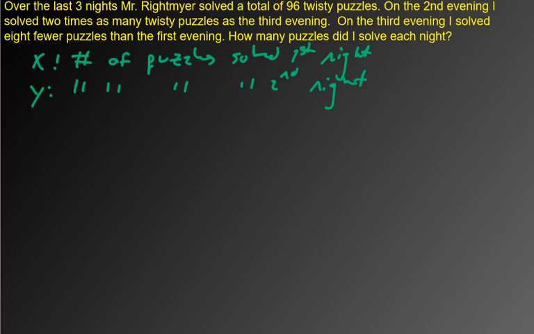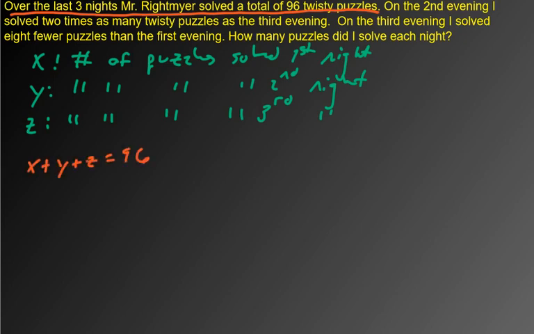Don't know if you've ever seen that trick, but that's a really quick note-taking thing. The little double lines mean it's the same word as above. I guess I could have done it there too. But basically, number of puzzles solved first night, second night, and third night is X, Y, Z. And then I just take each sentence and start breaking it down into equations. So I know that over the last 3 nights, I have solved 96 of them. So if I just add all 3 of these, I get 96.